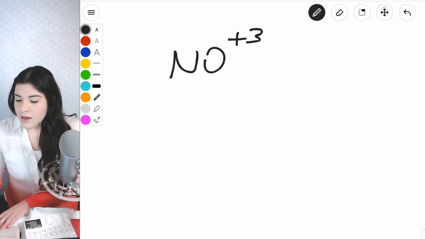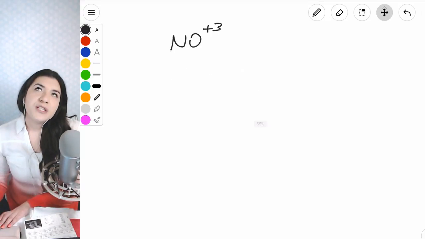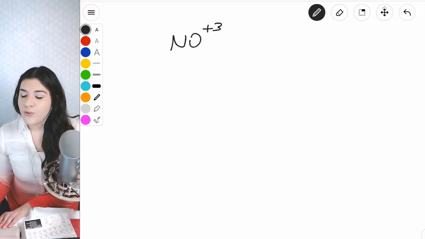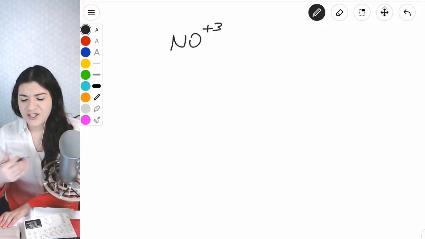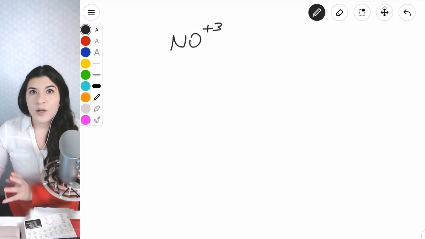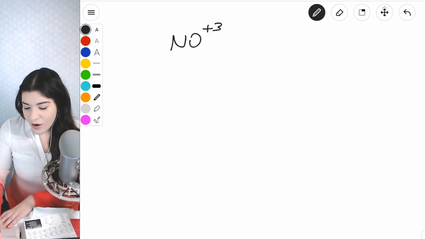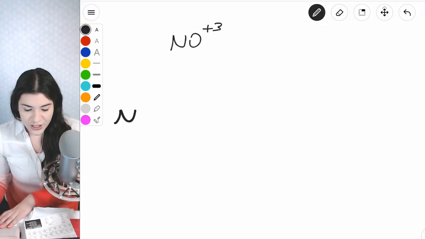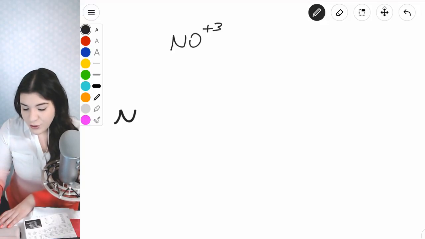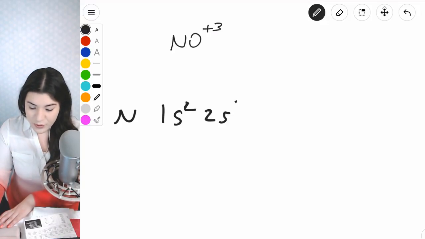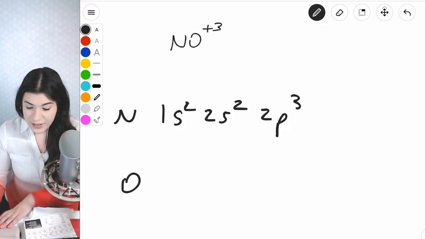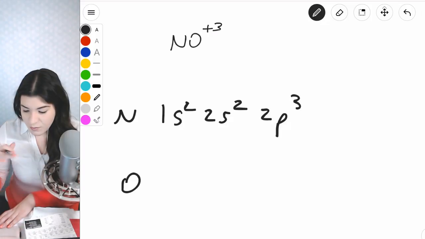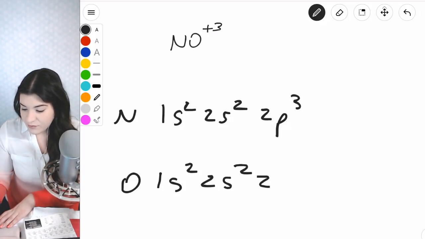Before I even start drawing everything, I'm actually going to write out the electron configuration of nitrogen and oxygen separately, and then we'll put it all together. So for nitrogen, our electron configuration would be 1s2, 2s2, and 2p3. And then for oxygen, this would be really similar, just one extra electron at the end, so this would be 2p4.